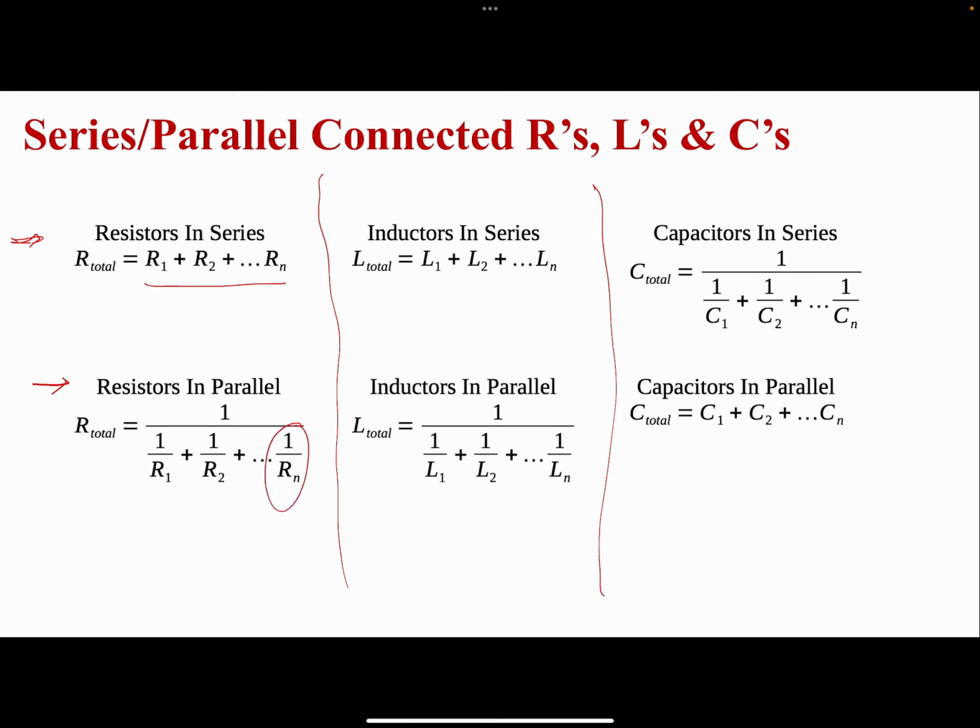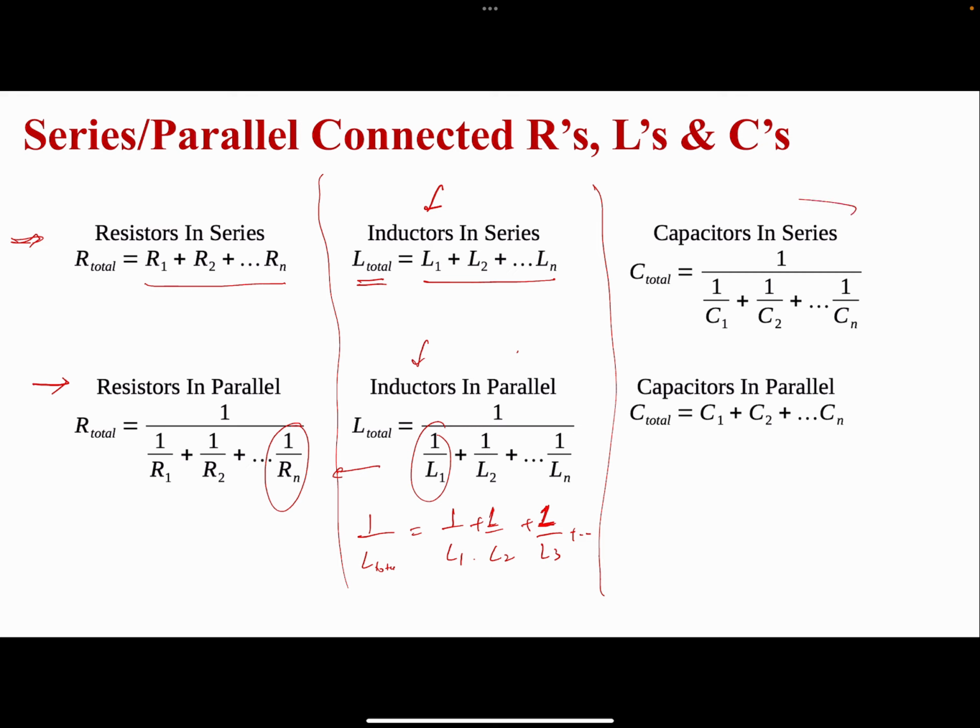The same thing happens with the inductances. When the inductors are in series, the total inductance is the summation of all of them. And when they're connected in parallel, the total inductance is similar to the resistance: 1 over L1. Or you can also write it, right? 1 over L total is 1 over L1 plus 1 over L2 plus 1 over L3, right?